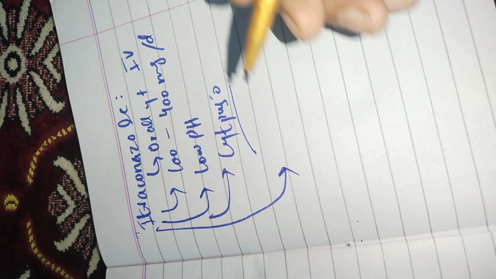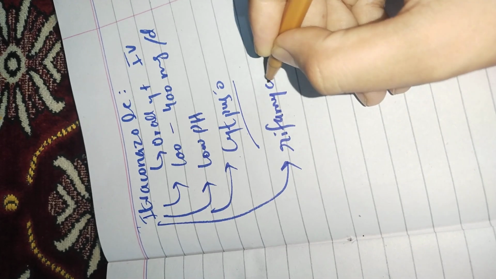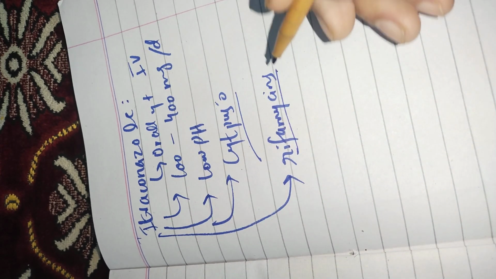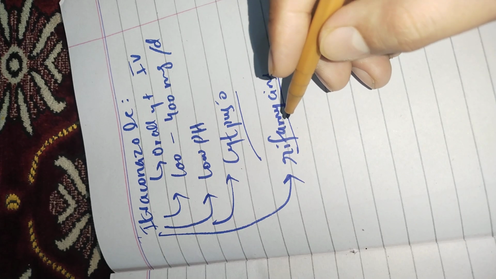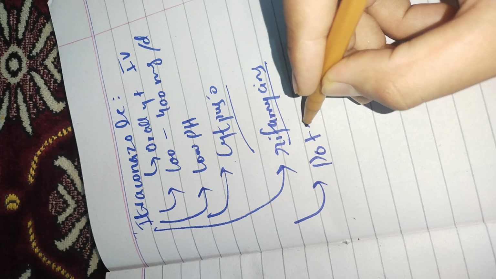Itraconazole bioavailability is reduced by the rifamycins. Rifamycins like rifampin, rifabutin, and rifapentine decrease the bioavailability of itraconazole. It doesn't affect mammalian steroid synthesis, so it is safe for humans. It is a potent antifungal agent.